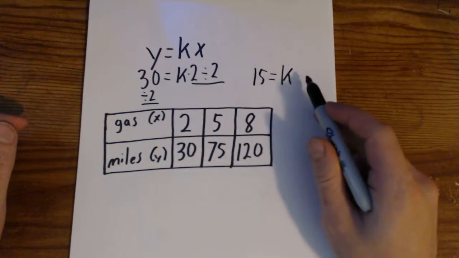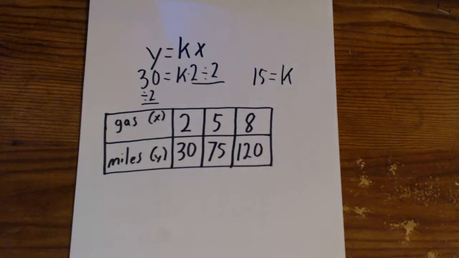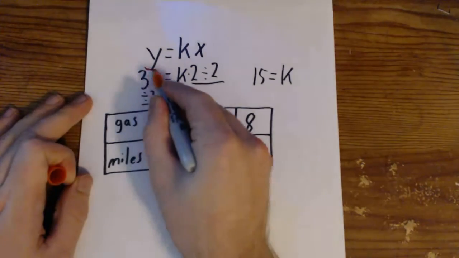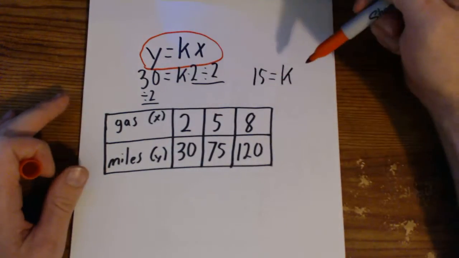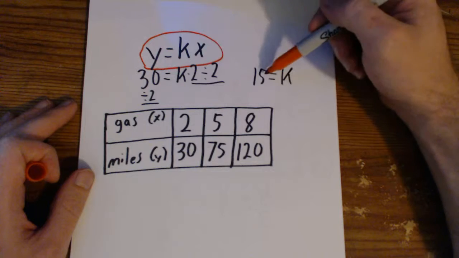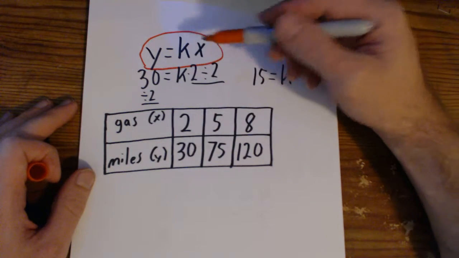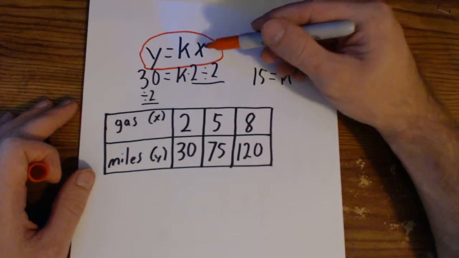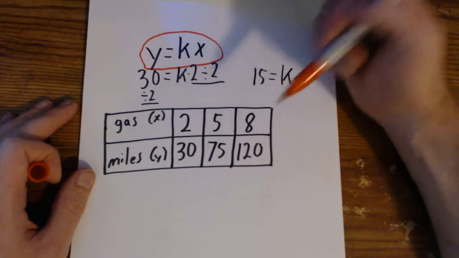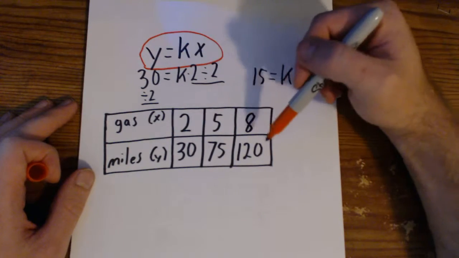So now we know that there's this 15. So let's look back at this original formula up here. y equals k times x. If I plug these things in, 2 times 15, 2 times 15 is 30. Okay, that does give me my y. 5 from right here, and 15, 5 times 15 is going to give me 75. And 8 times 15 would give me 120.